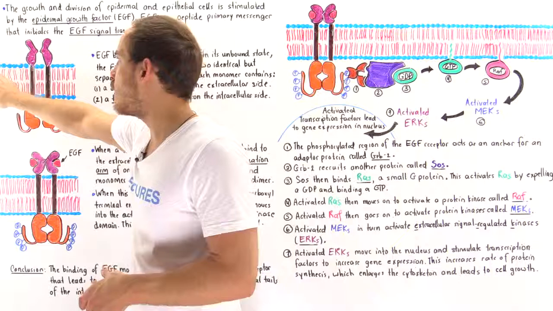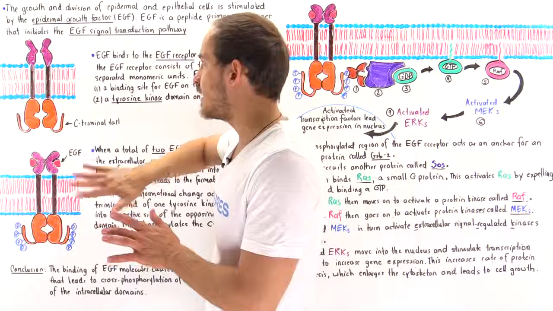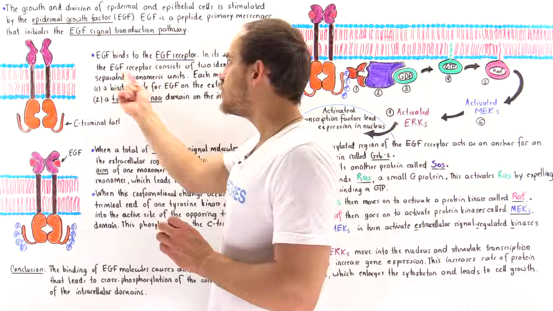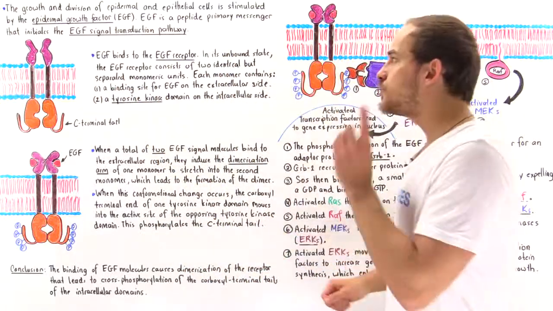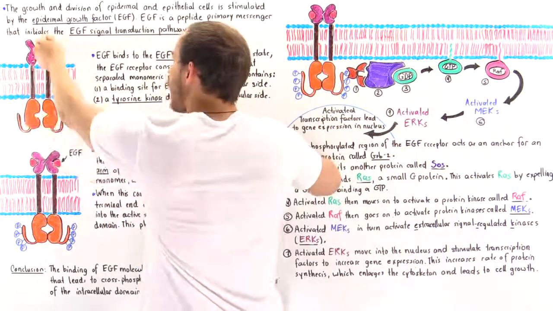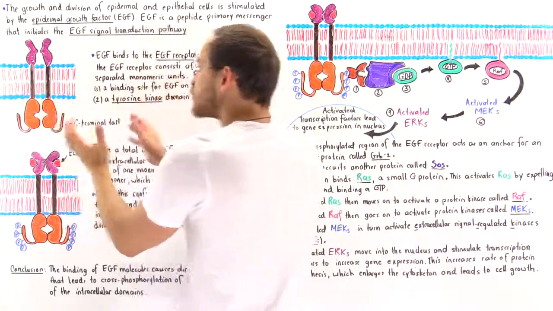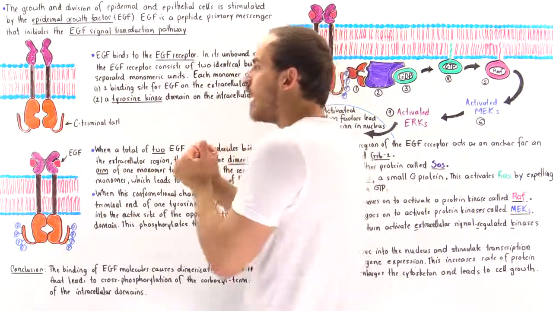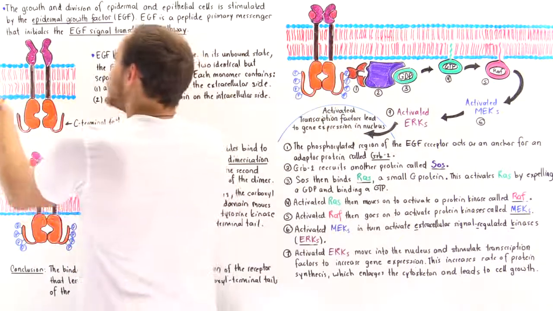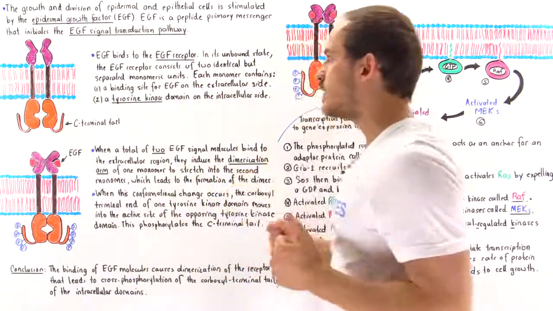So we have the cell membrane, the outside and the inside of the cell. Now, in its unbound state, before the EGF molecules bind onto this receptor, we see that the EGF receptor actually consists of two identical but separated monomeric units. So this is monomer number 1 and this is monomer number 2. And these two monomers are not attached by any type of bond. So they're actually separated. And as we'll see in just a moment, they actually dimerize. They form a dimer only upon the binding of the EGF molecule.